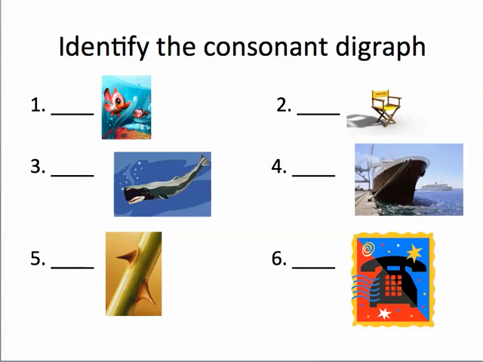Let's review the consonant digraphs. In number 1, fish, ends with the digraph sh. In number 2, chair, begins with the digraph ch. In number 3, whale, begins with the digraph wh. In number 4, ship, begins with the digraph sh. In number 5, thorn, begins with the digraph th. And number 6, phone, begins with the digraph ph.